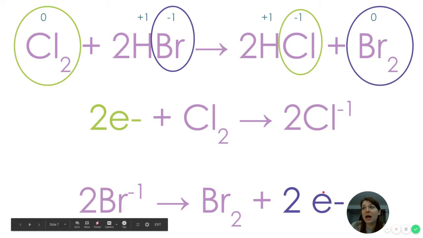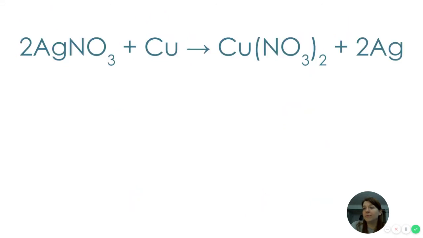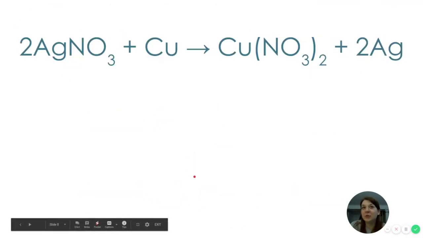And then over here, it's the opposite. The bromine -1 had to give away 2 electrons in order to become bromine 0. Again, bromine had to give up electrons in order to become bromine 0. Okay, now we're going to do it. That's the 2 half reactions. That's it. So we're going to do it with this reaction here.